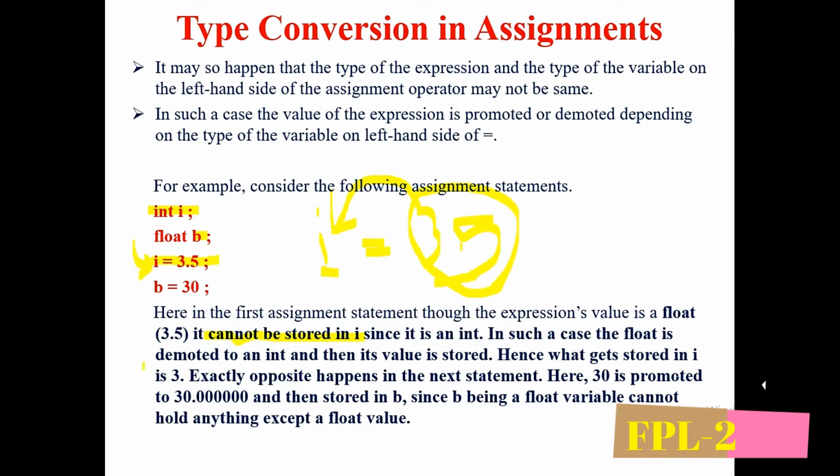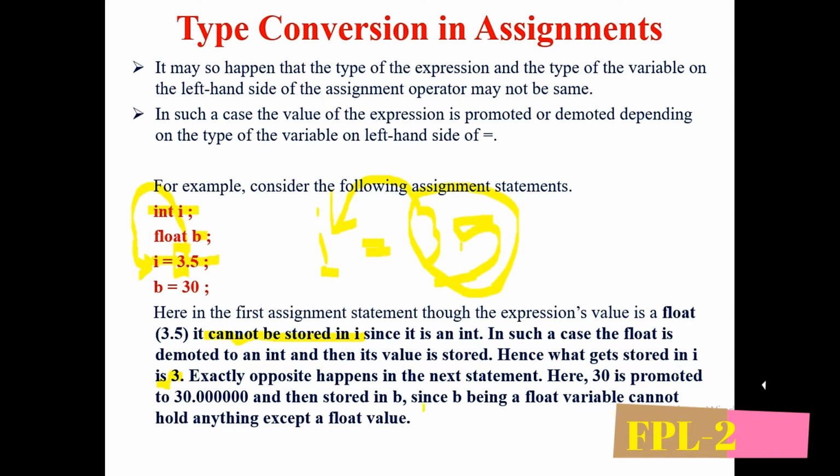In such a case, the float is demoted to an int and then its value is stored. The compiler by itself will make the decision: now I is of type int, so instead of taking 3.5 as a float value, I will just consider whatever value I have before the point. So the compiler will take only the value 3, and store that 3 in I. It will not store 3.5. Hence what gets stored in I is only the 3.